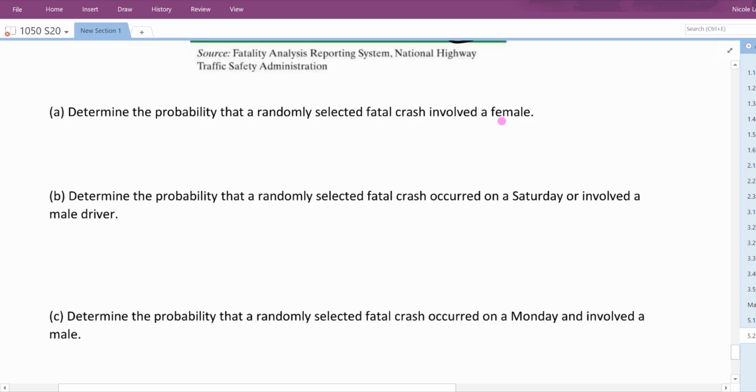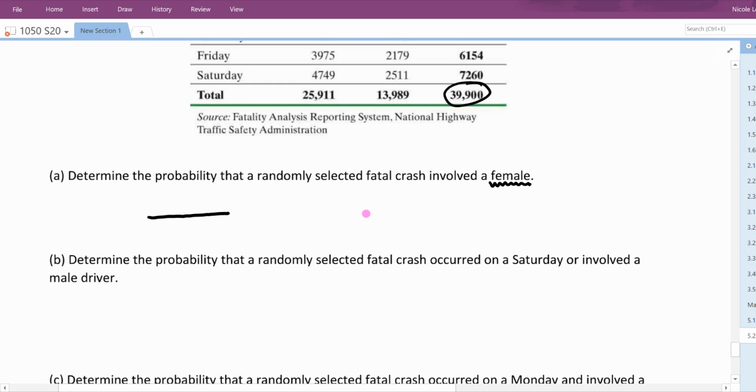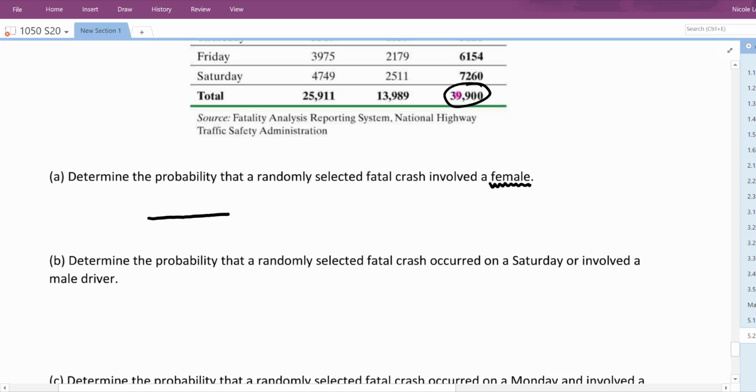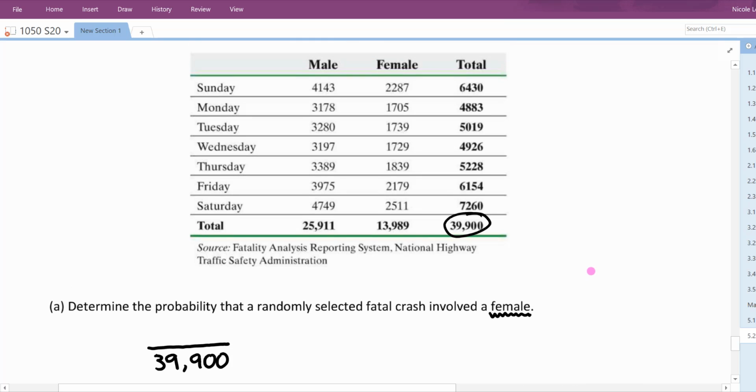So for part A, it says to determine the probability that a randomly selected fatal crash involved a female. So we will build our fraction, and in the denominator will again be that total, the 39,900. And then on top will be the total number for female. Okay, so the total number of crashes that had a female is going to be this number here, the 13,989.